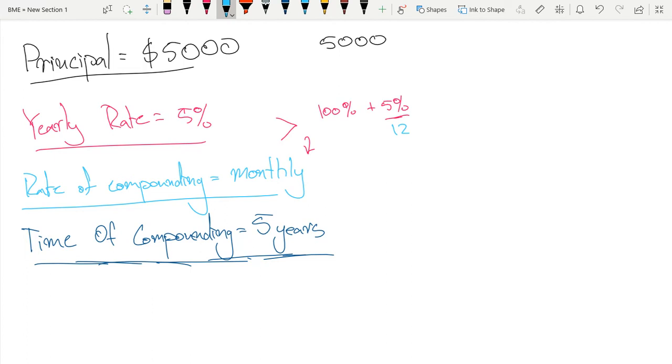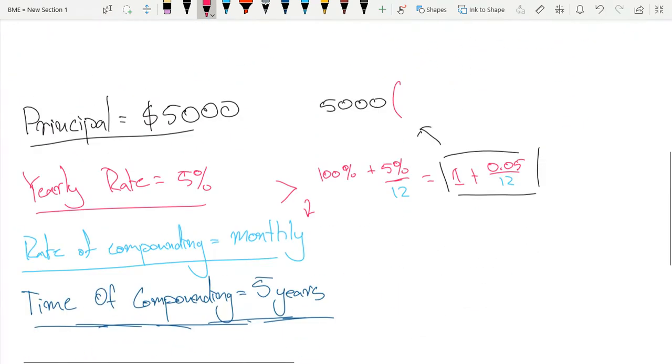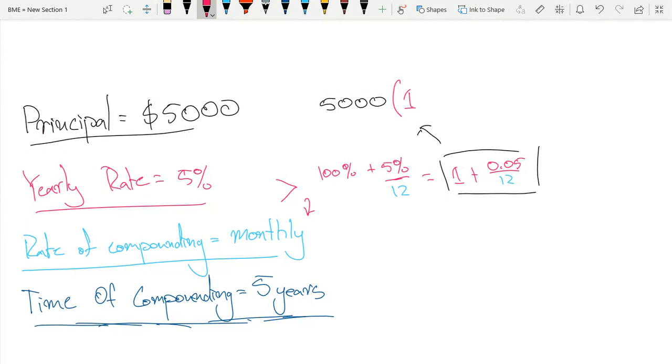12, which is equal to 1 plus 0.05 over 12. Oh, let me color code it a bit nicer. 12, because it compounds every month, right? So our monthly rate, our monthly increase in value, is going to be this. So if we plug this into our equation, we can put some brackets around it: 1 plus 0.05 divided by 12.